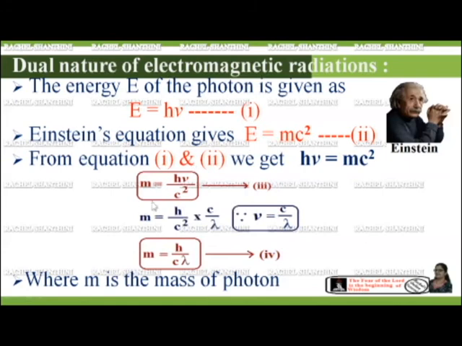We can write this m as h/c² times, instead of ν, c/λ, since we know ν = c/λ. If we cancel the c in the numerator with the c in the denominator, we get the equation m = h/cλ. From this equation, we can calculate the mass of a photon, where m is the mass of the photon.